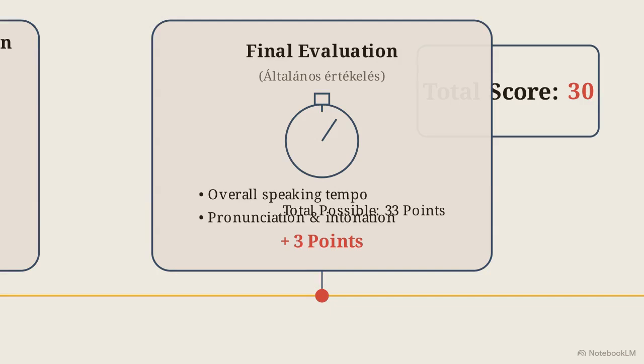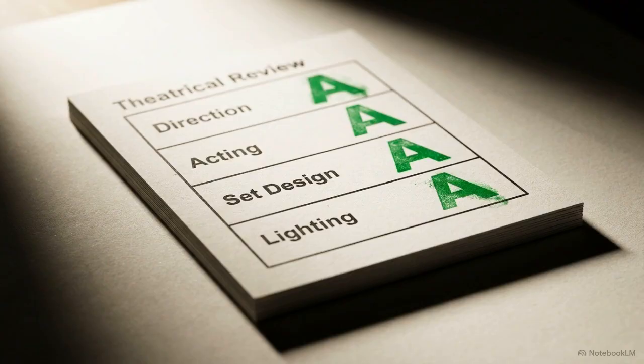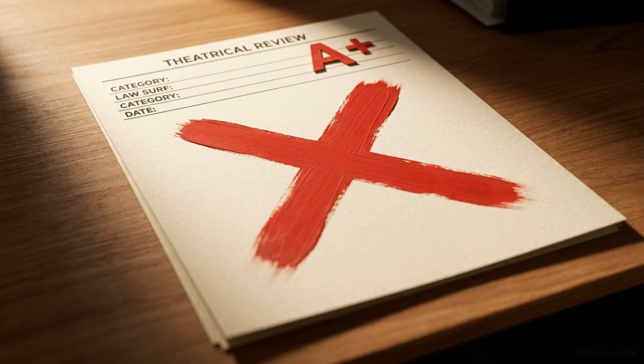The committee then adds up to 3 points for your overall speaking tempo and pronunciation, bringing the total possible score to 33. Seeing the points laid out like this shows that the examiners are looking for a consistent performance across the whole exam, rather than a perfect score in just one specific task.